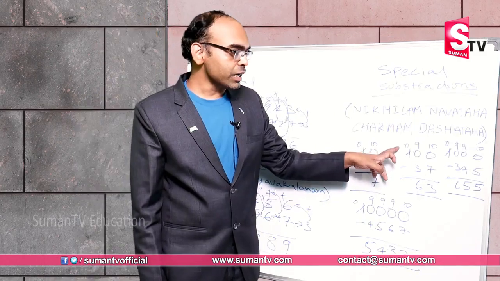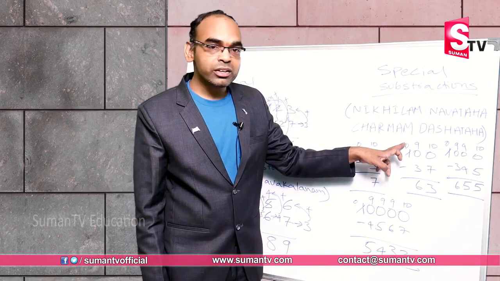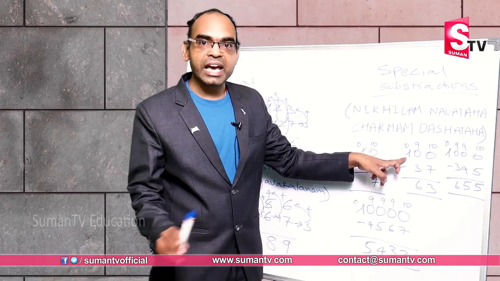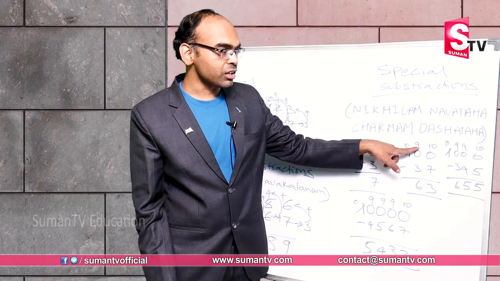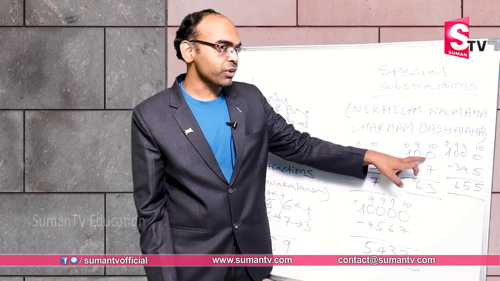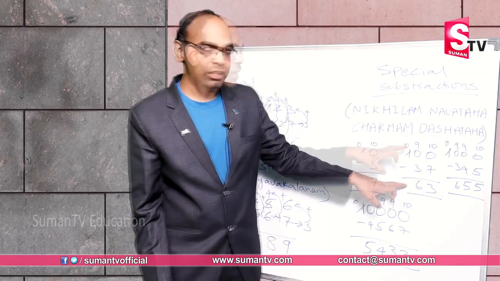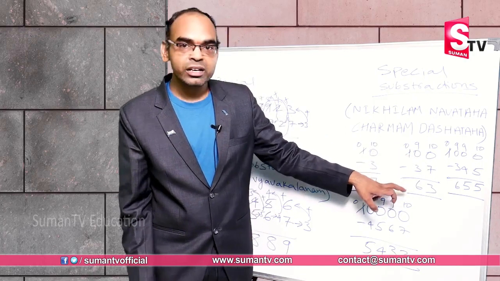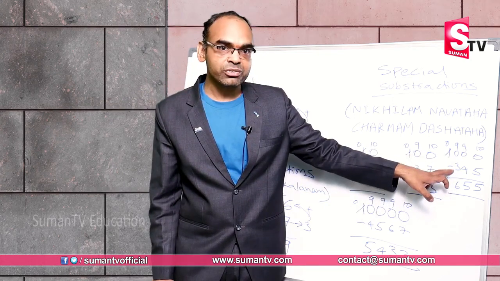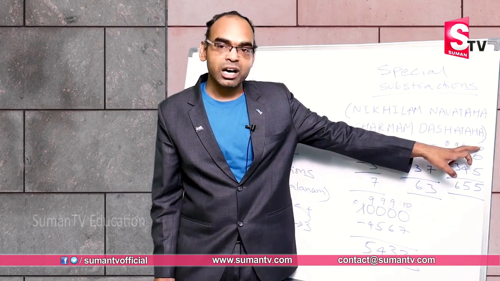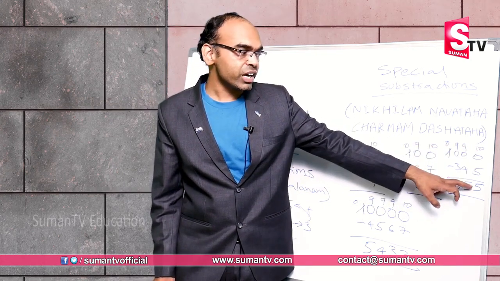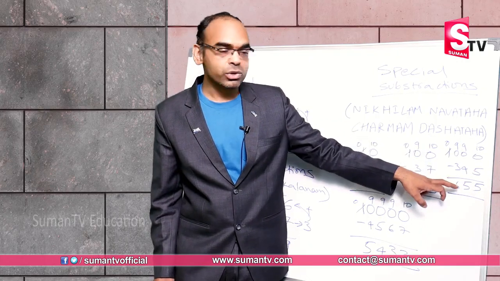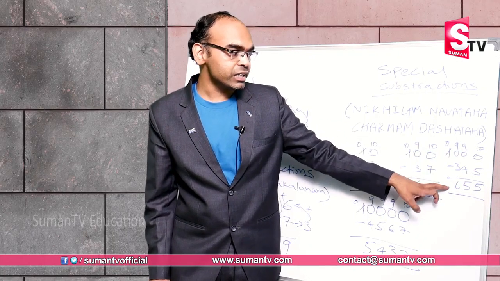Here if you observe 100 minus 37, you need not take any carryovers, you simply subtract all from 9 and the last from 10. 10 minus 7 is 3, 9 minus 3 is 6. So 100 minus 37 is 63. If you observe 1000 minus 345 also, all from 9, last from 10. 10 minus 5 is 5. 9 minus 4 is 5. 9 minus 3 is 6.